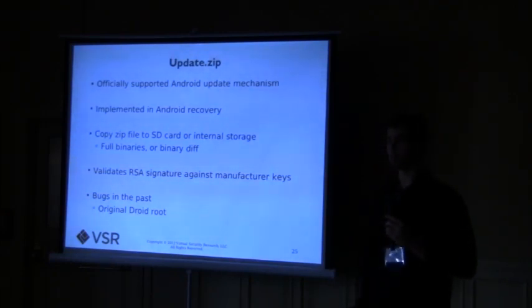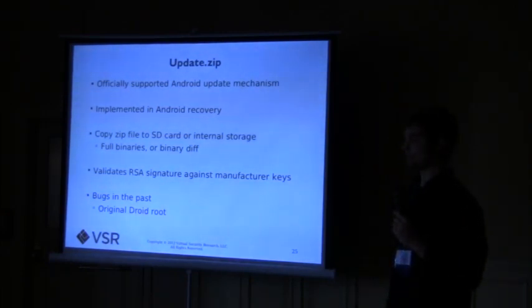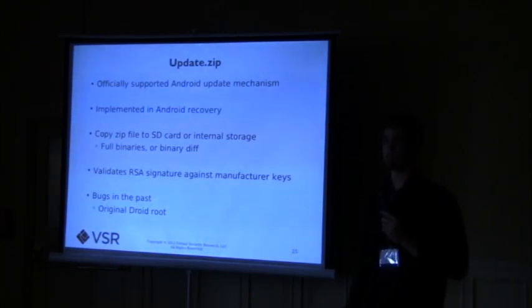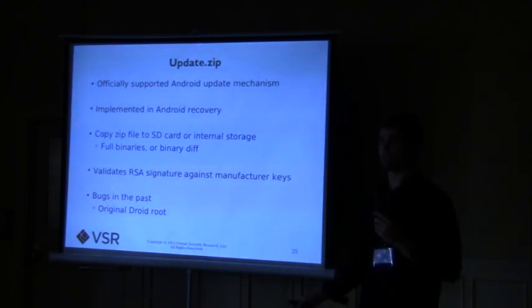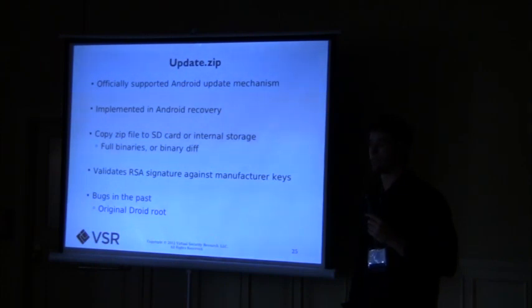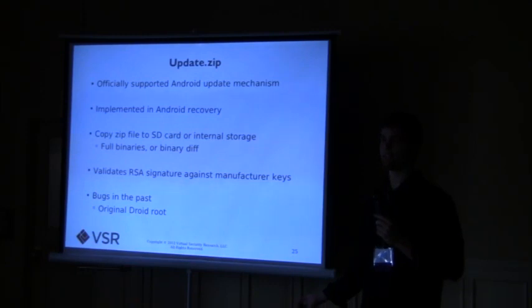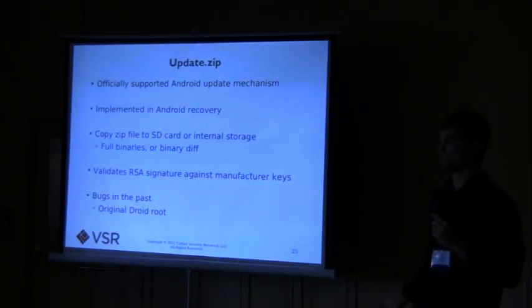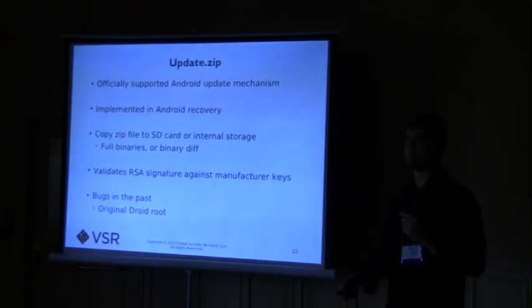The other officially supported Android update mechanism is called update.zip, and this is implemented in the Android recovery console. You can boot into it, and there's an option like flash update from SD card, it's probably called. And all this does, you copy a zip file to your SD card or internal storage, and this zip file contains some metadata that tells it how to perform the update, and either full binaries or a binary diff, and it validates an RSA signature against manufacturer keys stored on your device, and then will apply the update.